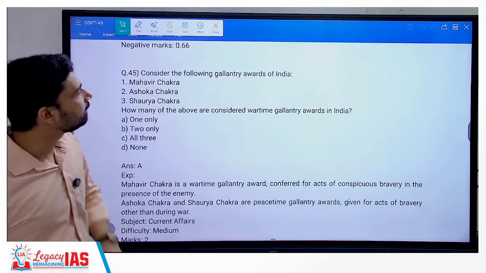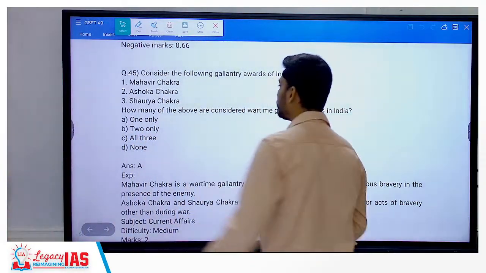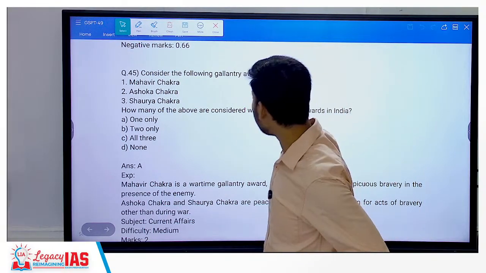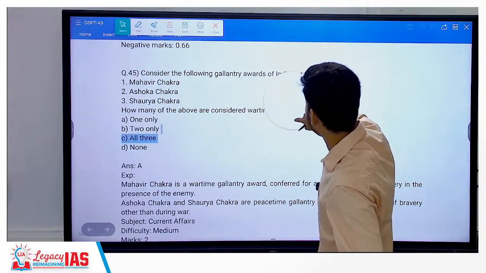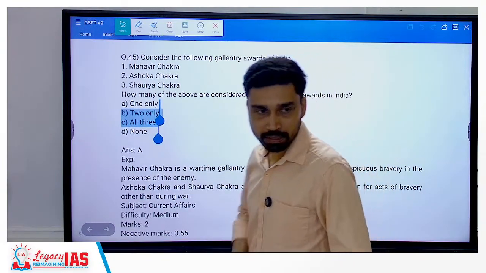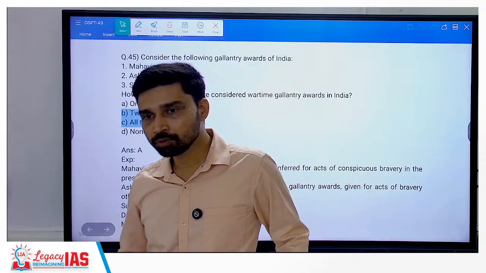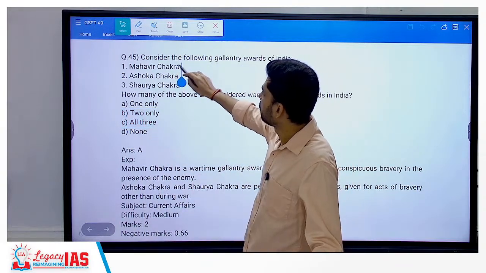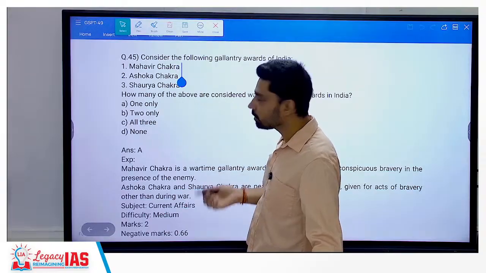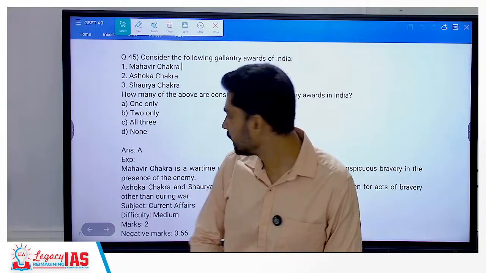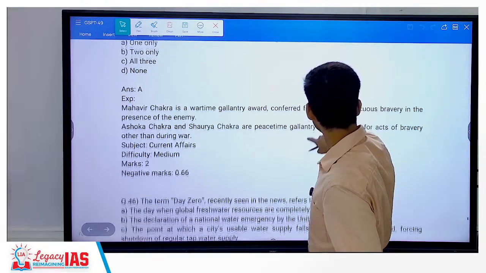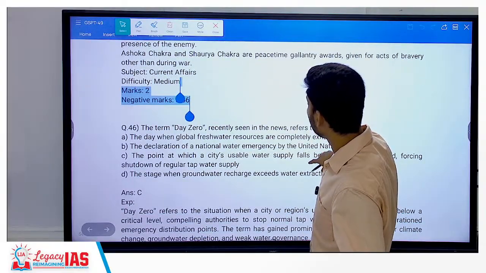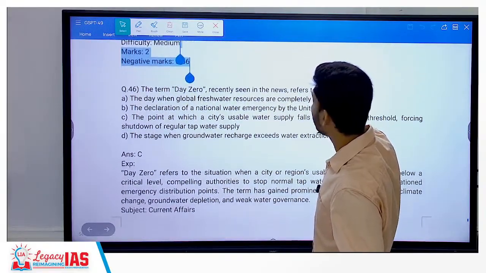Consider the following gallantry awards of India: Mahavir Chakra, Ashok Chakra, Shaurya Chakra. How many of them are considered wartime? A wartime gallantry award means that during the war, if you have shown valor and courage while fighting the enemy, the Government of India provides this award to recognize that. So, which award only? Mahavir Chakra only. Ashok Chakra and Shaurya Chakra are provided during peacetime. If someone has shown courage and valor, the peacetime gallantry award is given for acts of bravery other than during war.